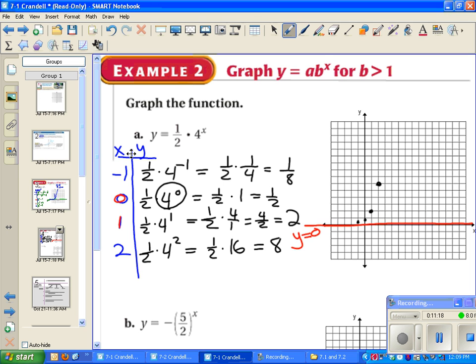So my graph is going to get very, very close to the asymptote, like it's giving it a big hug, and then it's going to go straight up because it's a growth function. It's going to go very quickly. And then please write the domain and range all by your lonesome. You can do it.